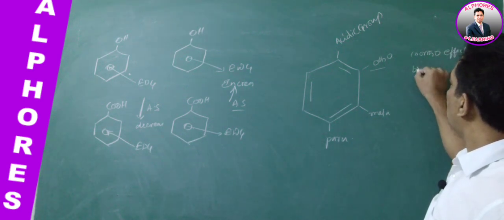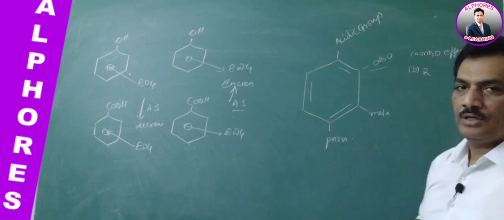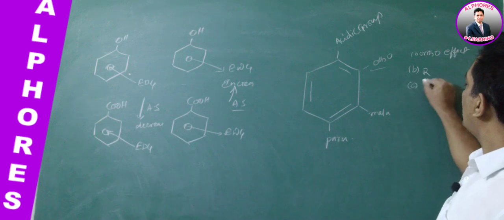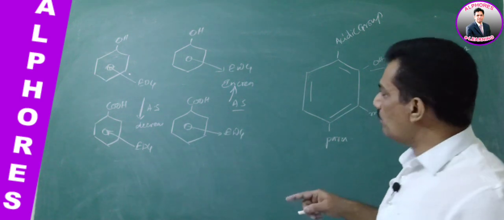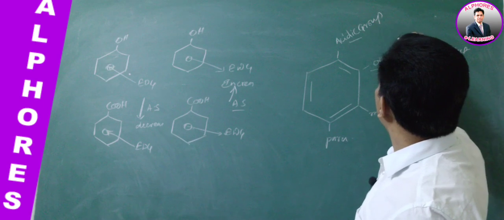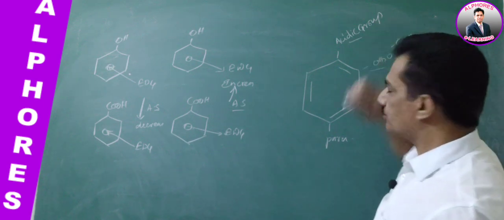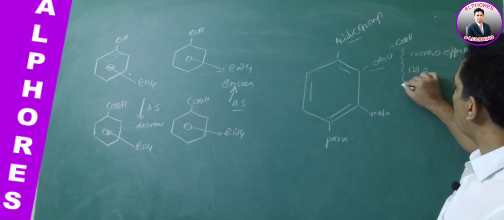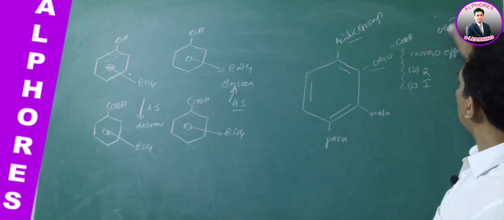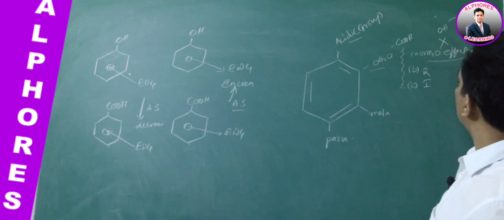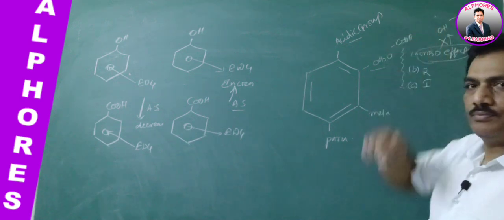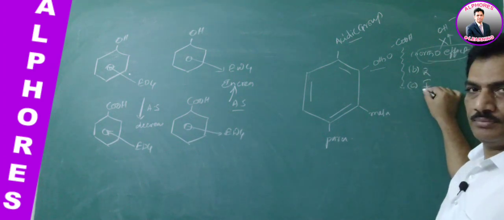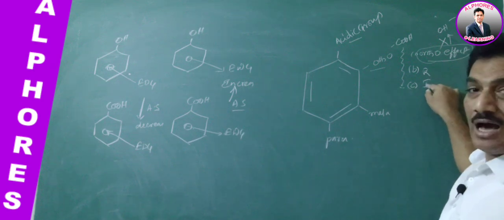And next, resonance effect, that is nothing but conjugate effect or mesomeric effect, and then inductive effect. All these three are in operation in case of COOH. Just remember, for COOH all these three are present. In case of OH, the ortho effect is not in operation, but these two will be in operation. Clear? Now, how are they affecting?